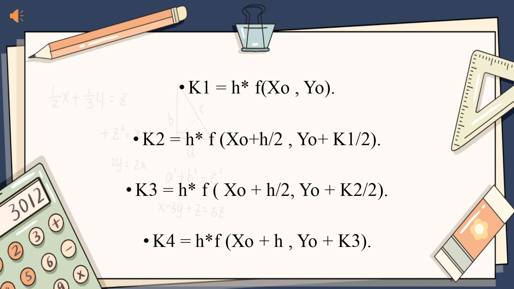k2 is equal to h into function of x0 plus h by 2 and y0 plus k1 by 2. k3 is equal to h into function of x0 plus h by 2 and y0 plus k2 by 2. And k4 is equal to h into function of x0 plus h and y0 plus k3. In this last term you need to remember that there is nothing in the denominator. We don't have h by 2 here, or k3 by 2. That's one thing we need to remember.